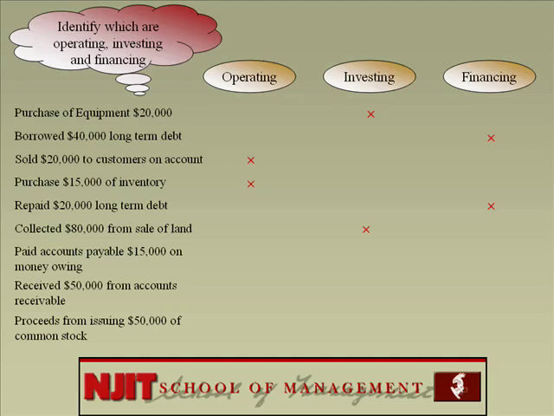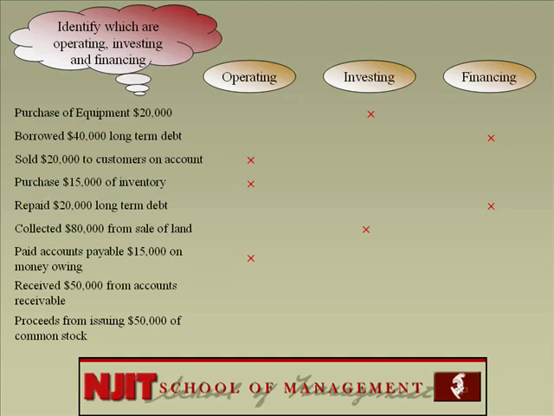You paid accounts payable $15,000 on money owing. This is tricky, but purchasing stuff from suppliers is part of your normal business activity. So the $15,000 you paid to your supplier would come under, there you go, operating activity. Received $50,000 from accounts receivable.